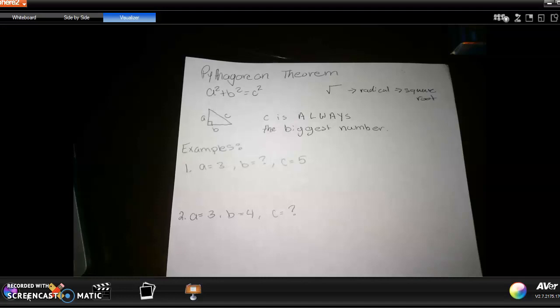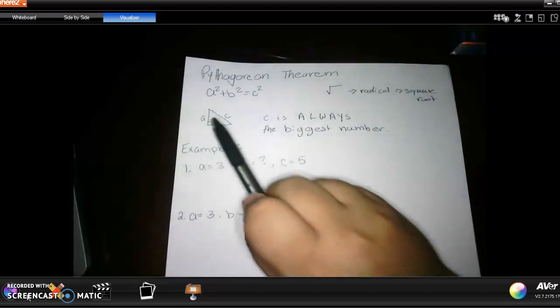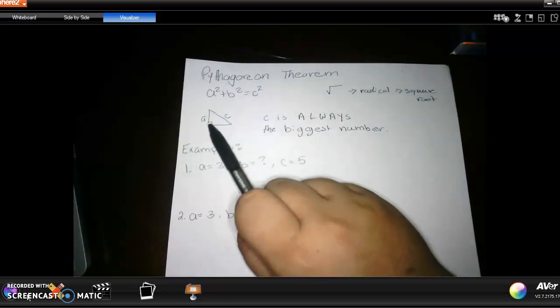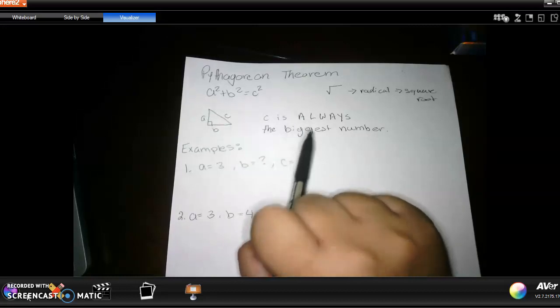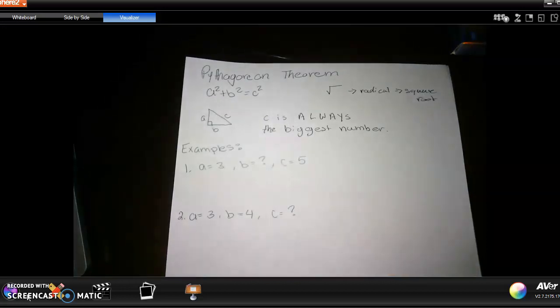Now, the Pythagorean Theorem only works with right triangles. Remember, this little square lets us know that the triangle is a right triangle. We have our sides A, B, and C. What you need to know is C is always the biggest number. This is one of those few times in math where we ask, does this always work? Yes, C is always the biggest number. So, we're going to look at some example problems.